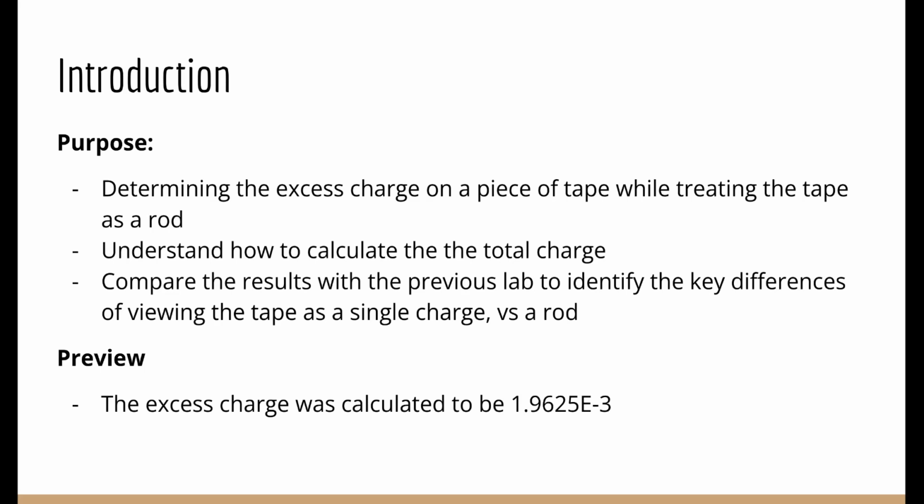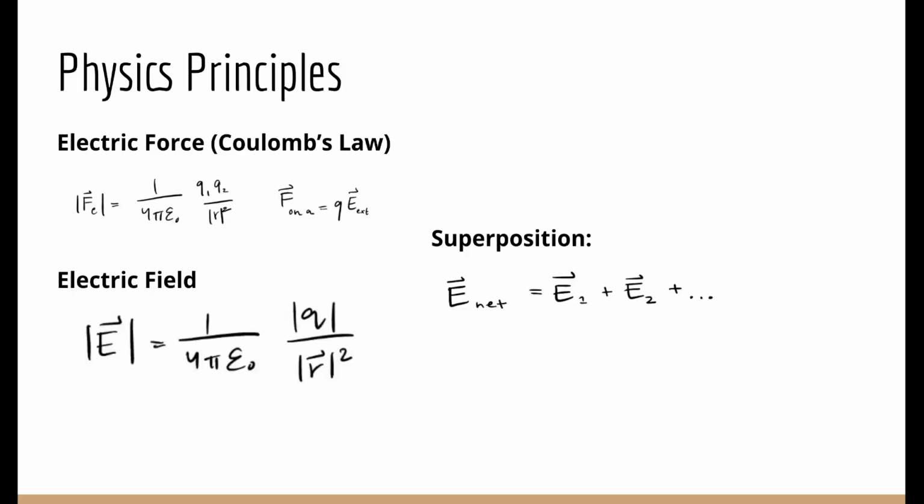So the physics principles in here, the main fundamental principle that was used in this lab is Coulomb's law, which states that the force is equal to K times charge 1 times charge 2 all over the magnitude of r squared, with r being the distance between the charges and K being 9 times 10 to the ninth, or 1 over 4 pi epsilon naught. The electric field formula can be found using F equals QE and rearranging to achieve the equation shown above.